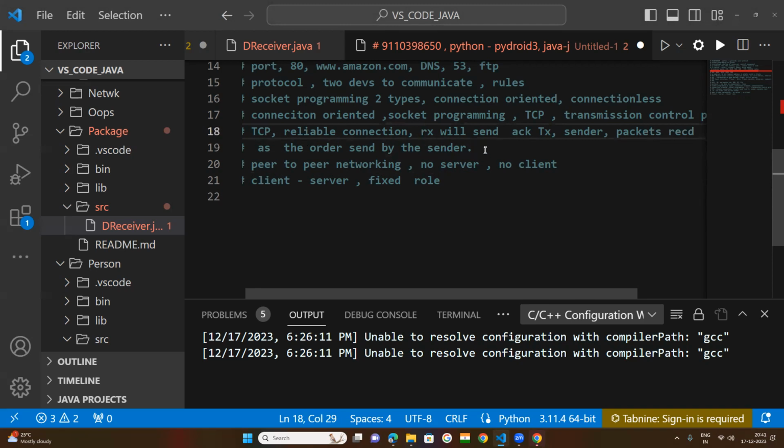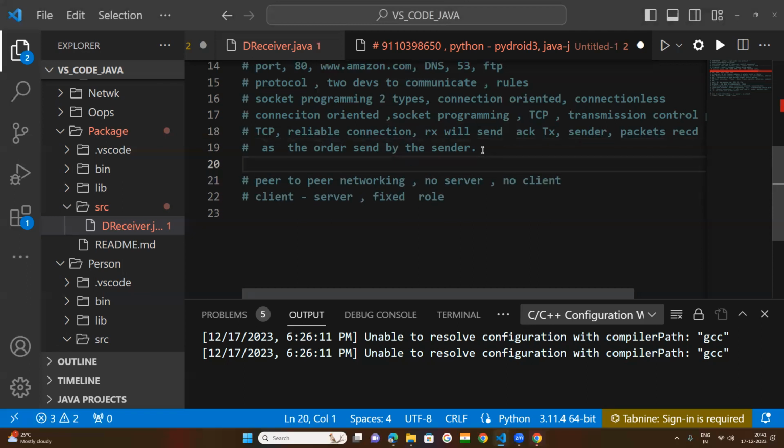There are some more features, but I think these are enough. Then comes the UDP protocol, User Datagram Protocol, used for connectionless socket programming.